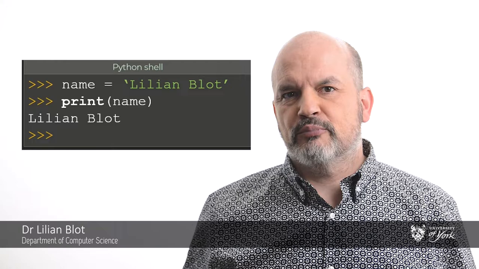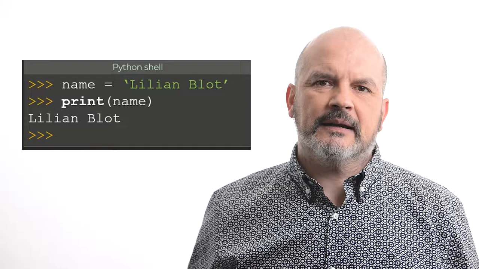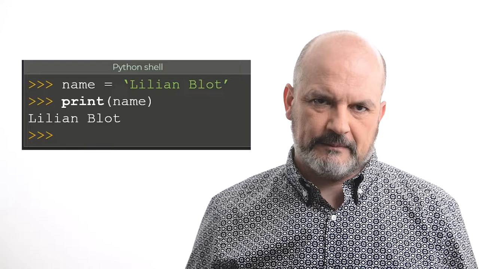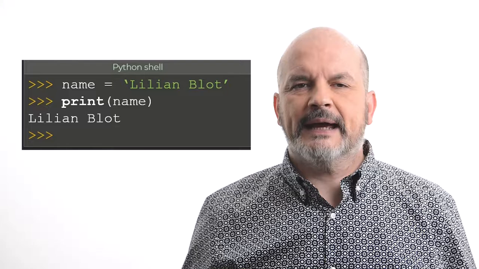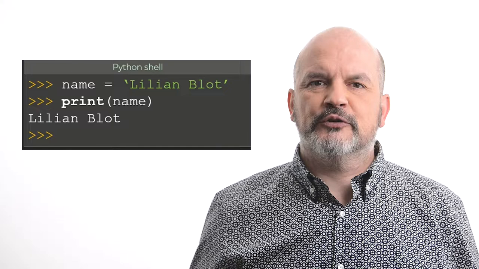When you type a statement on the command line, Python executes it and displays the result or an output if there is one. The print statement shows an output on the Python shell. On the other hand, assignment statements don't produce a result and do not show any output. Assigning the string Lilian Blot to the variable name doesn't provide a result or an output. Printing the variable name does produce an output, and the string Lilian Blot is shown in the shell.